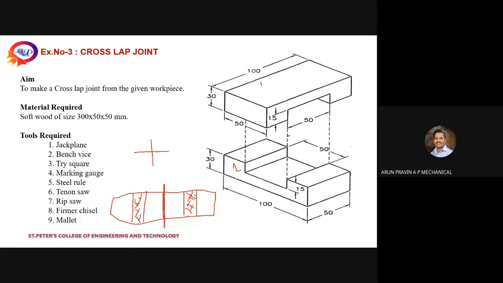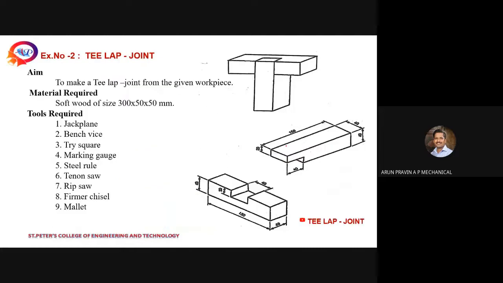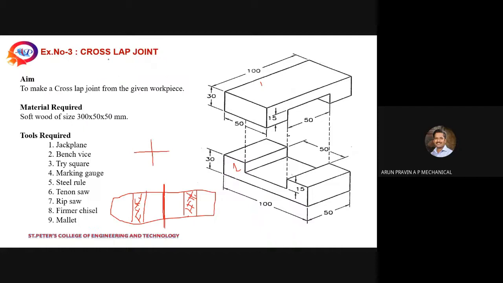Now it's a lap joint. Consider two workpieces, workpiece A and workpiece B. From this workpiece A, B is going to sit over here. That is nothing but a lap joint. One piece sitting on top of the other, that is nothing but a lap joint. So what shape is it? T shape. That's why it's called a T lap joint. The next one is the cross lap joint, because it is a cross shape.